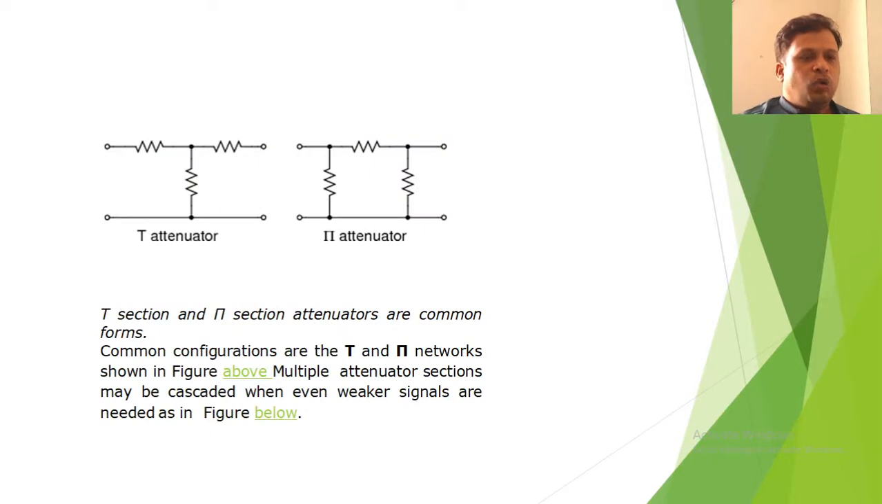There are two types of attenuators. In this we can see the T attenuator and the pi attenuator. T section and pi section attenuators are common forms of attenuators, and they represent the configurations of T and pi networks shown in the above figure. Multiple attenuator sections may be cascaded whenever weaker signals are needed, as in the figure below.